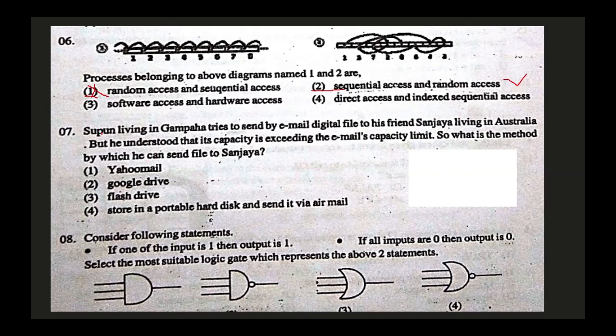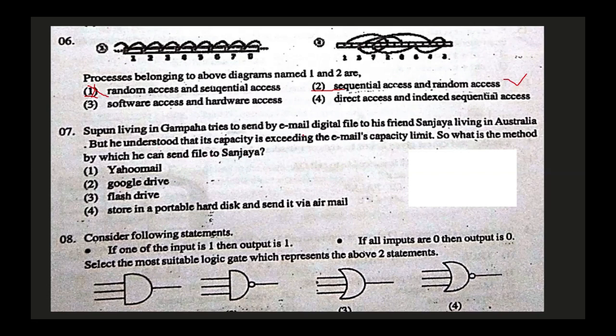The seventh one: Supun, living in Gampaha, tries to send a digital file by email to his friend Sanjay living in Australia. But he understood that its size exceeds the email's capacity limit. So what is the method by which he can send the file to Sanjay?